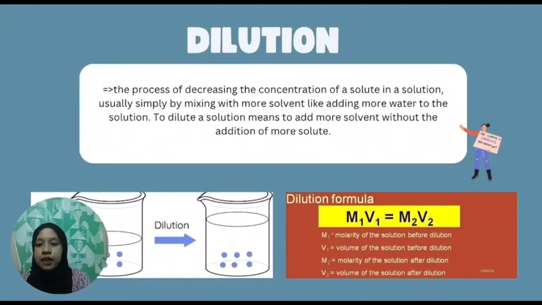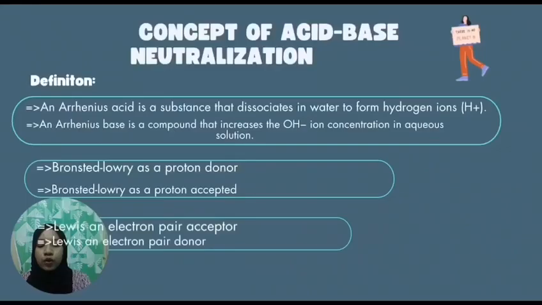Dilution. The process of decreasing the concentration of a solute in a solution, usually simply by mixing with more solvent, like adding more water to the solution. To dilute a solution means to add more solvent without the addition of more solute. Dilution formula is M1 V1 = M2 V2.